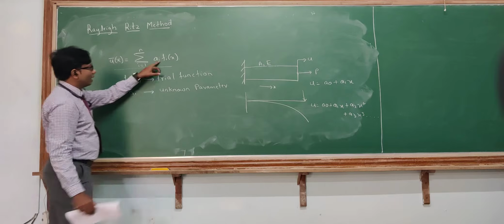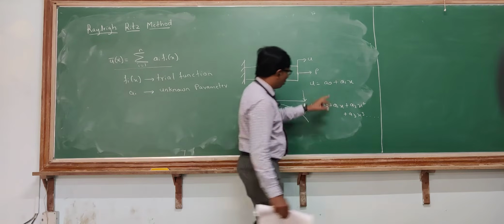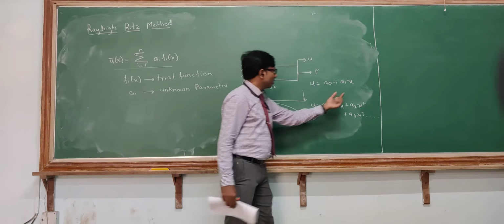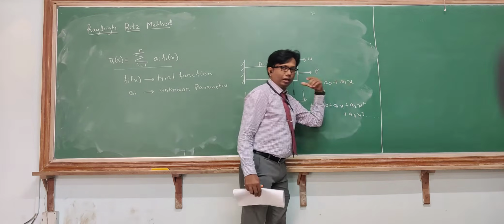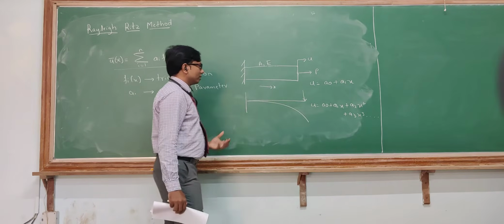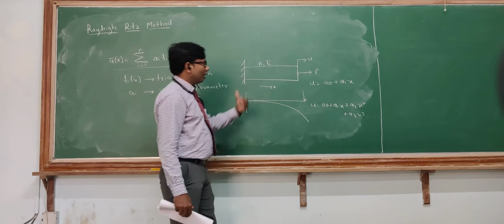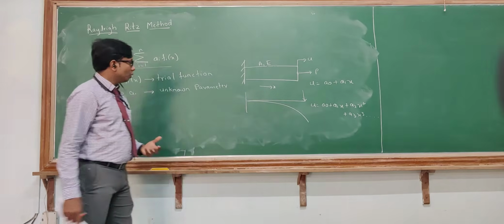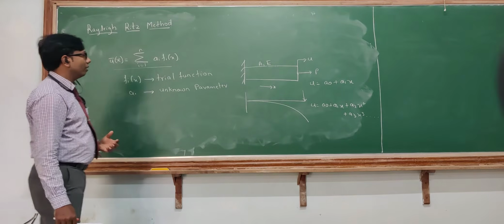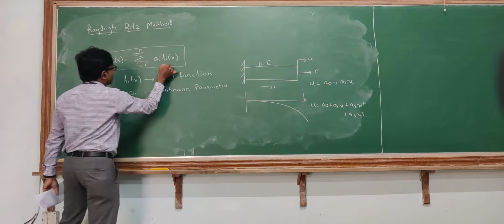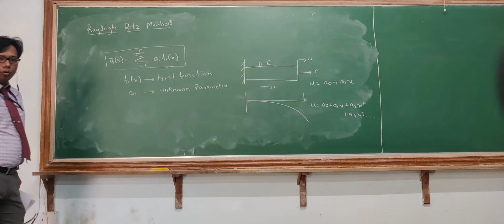So the ai, that is a naught, a1, a2, a3, are the unknown parameters, and x is a trial function. Okay, how it is varying with respect to x, which means how the displacement is happening with respect to x, I will be trying to calculate it. So based on this, we will be determining a function u of x is equal to summation of ai into f of x.